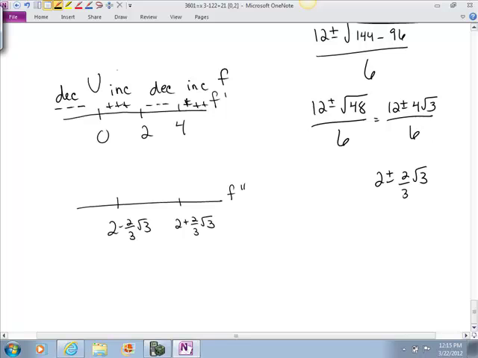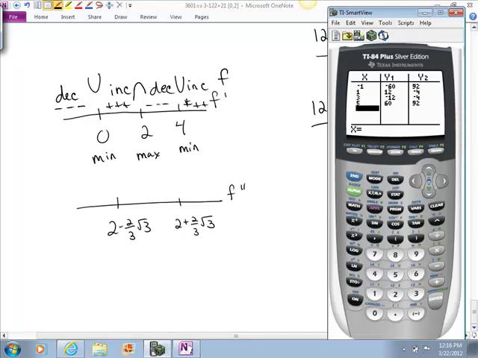So decreasing, increasing means you have a min. Increasing, decreasing means you have a max. Decreasing, increasing means you have a min. All right. Now, this 2 minus 2 squared, that number, let's just figure out what that is.